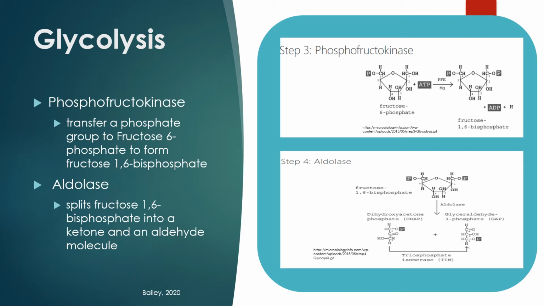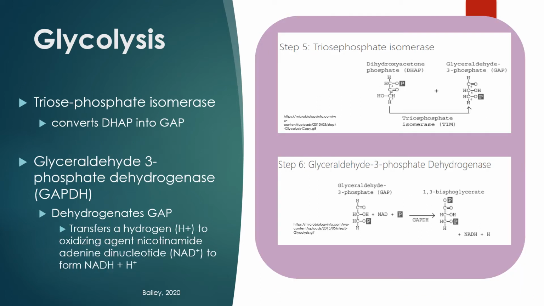It's going to then split the 1,6-biphosphate into a ketone and an aldehyde molecule. And you'll see them down here, the ketone and the aldehyde. And these sugars are going to be DHAP and GAP. Okay. Going to step 5.